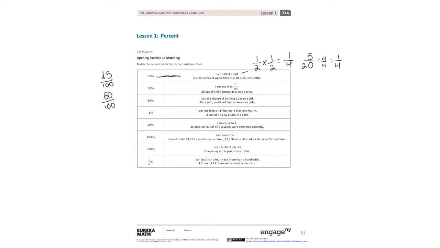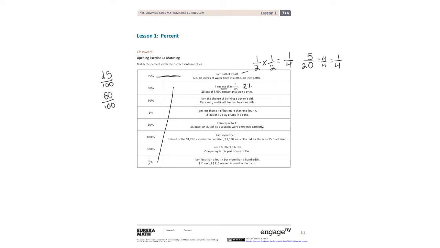The next number sentence, I am less than 1 over 100, and 25 out of 5,000 contestants won a prize. Looking here, we have 1 over 100. When we write that as a percentage, we are going to have 1%. But remember, it says that I am less than 1%. So which over here is going to be less than 1%? Well, that is going to be 0.5%. Let's go ahead and match that one.